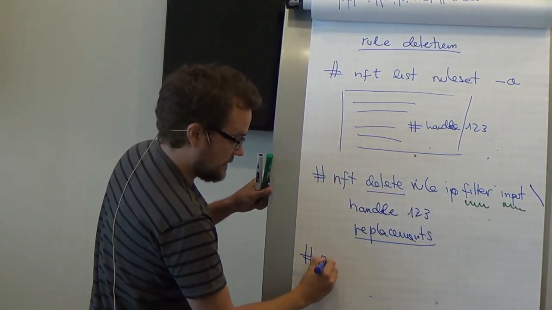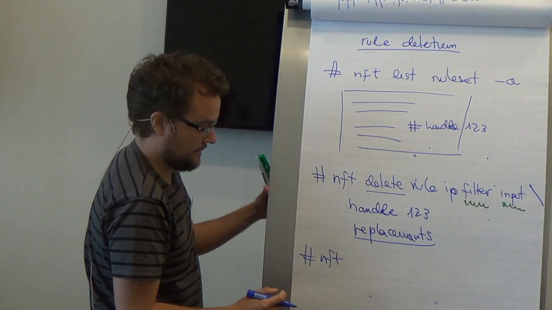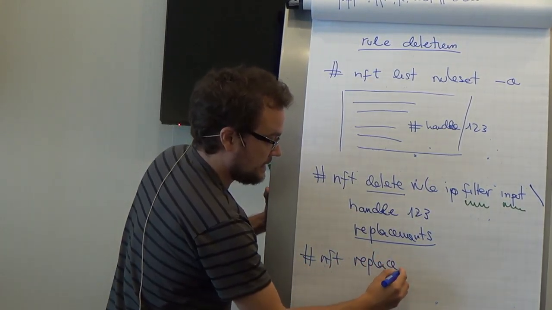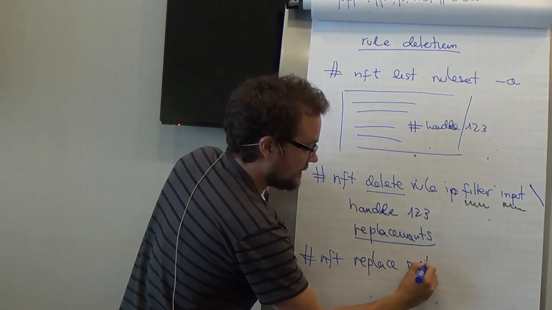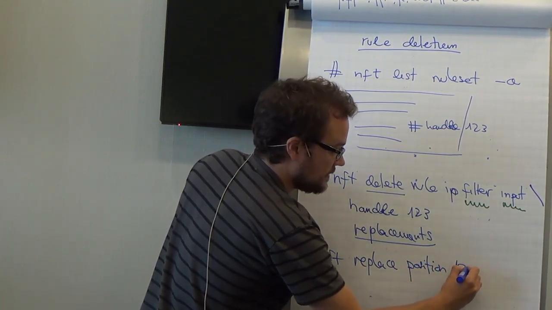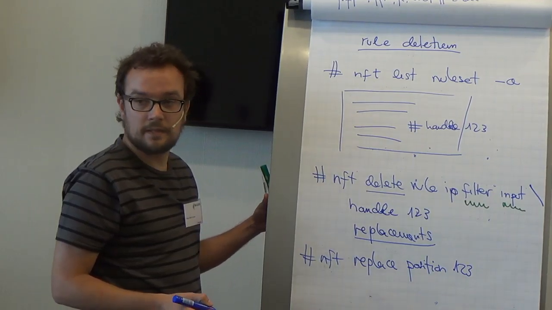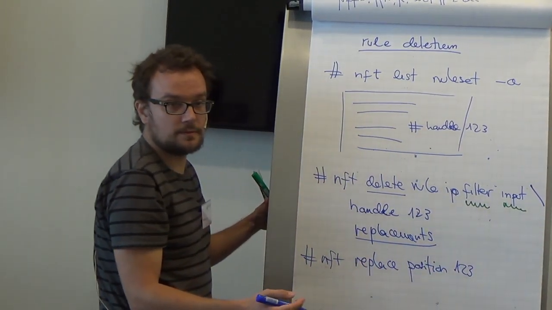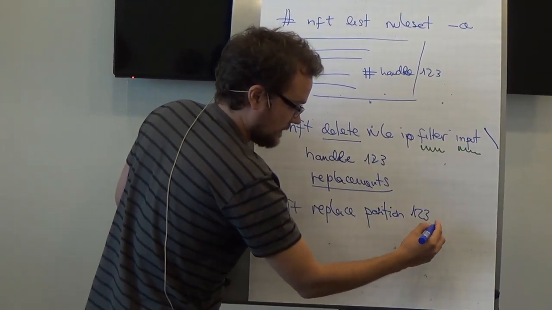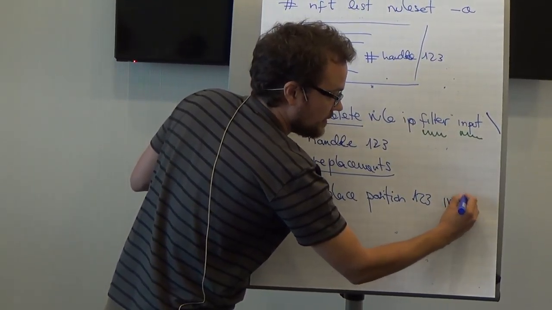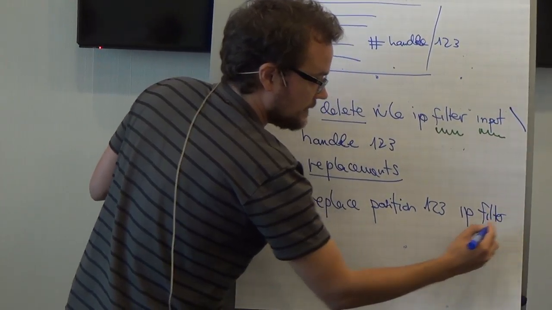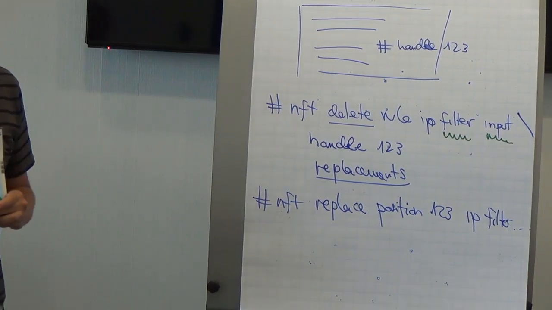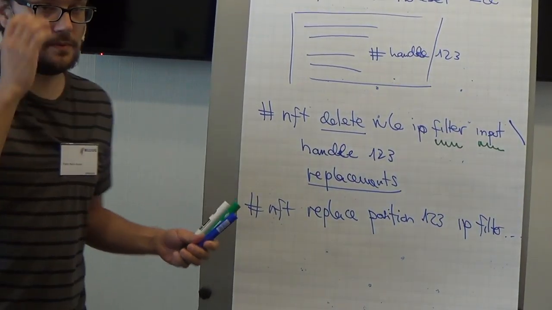And then just to finish with this, rule replacements, nft replace, and then if I remember correctly, you have to indicate the position, and then the handle number, and now the new rule that you want. ip filter, should be like that. Input and then the new rule.